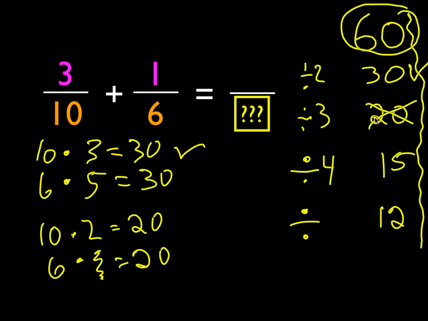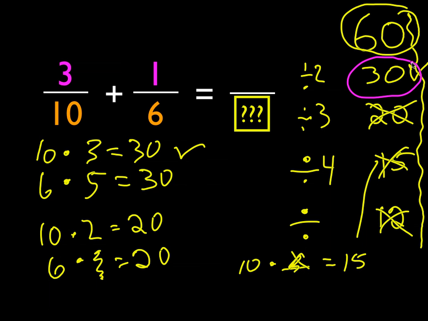So 20 is not. And if I do it again, I say 10 times what equals 15, because I'm looking now at 15. The answer is there's nothing. So 15 is no good. And similarly, 12 is no good. And so by the process of elimination, the least common denominator is 30. 60 was a common denominator. 20 is not a common denominator. 15 is not, and 12 is not. But 30 is the least common denominator.